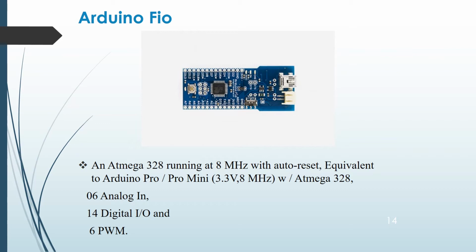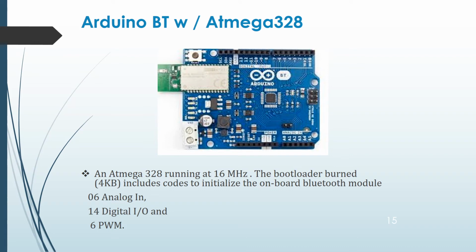Next is Arduino Fio, an ATmega328 which is running at 8 MHz with auto reset facility, which is equivalent to Arduino Pro, or we can say a Pro Mini. The Mini version is having 3.3 volt as an input and 8 MHz. Next is ATmega328, named differently, so we can compare all. In this you have 6 analog input, 14 digital input output and 6 PWM. Next is Arduino BT, which is said to be ATmega328. Here it is having a capacity of running at 16 MHz.